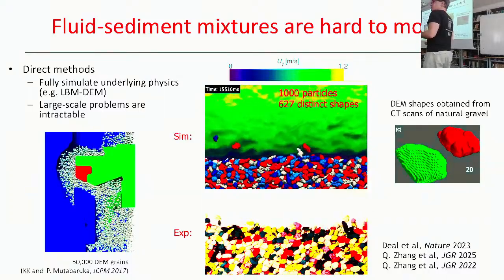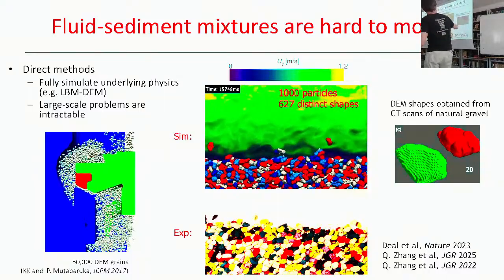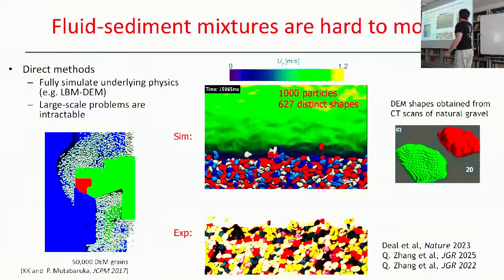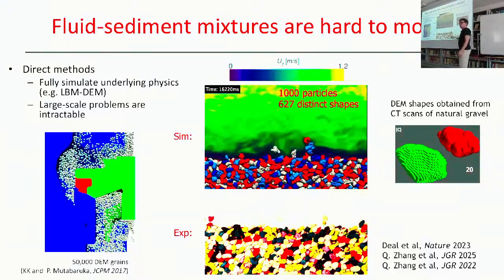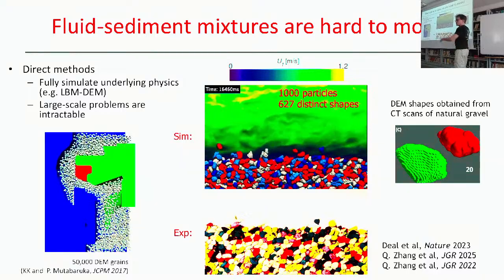And it's nice because it can extend experimental data sets. So this is something that we did recently. So this is an experiment with riverbed gravel, and there's water flowing over it.